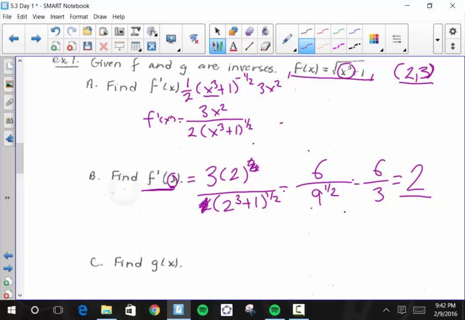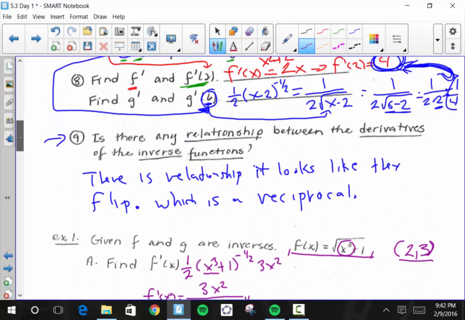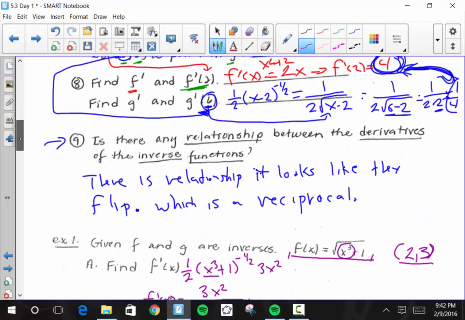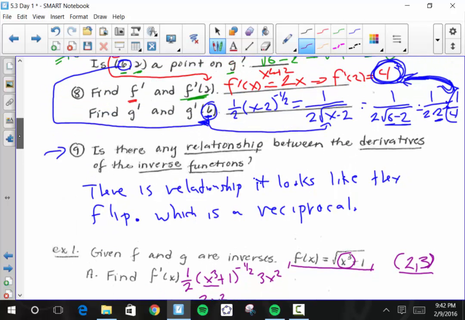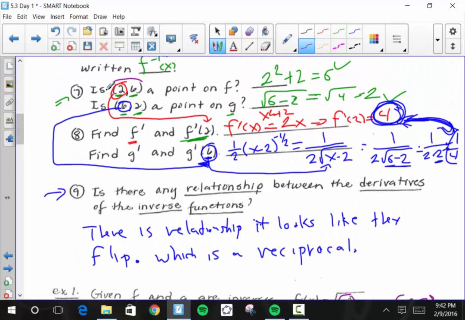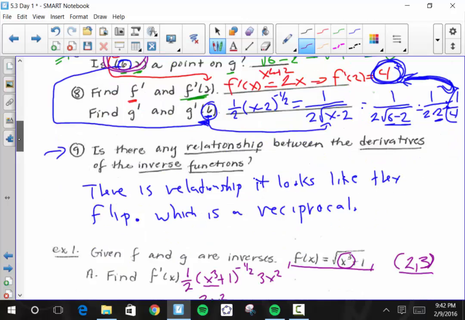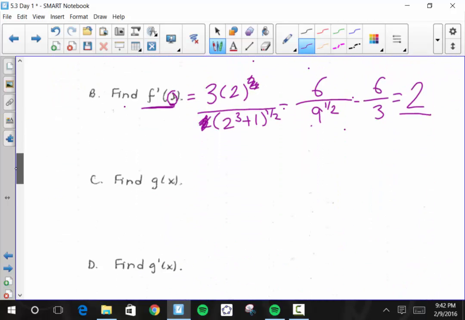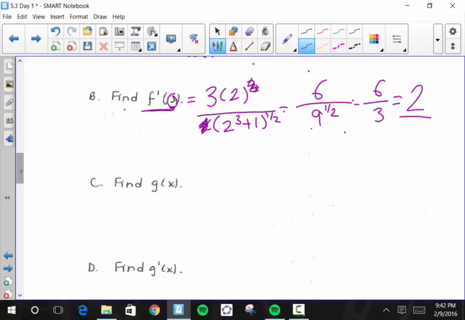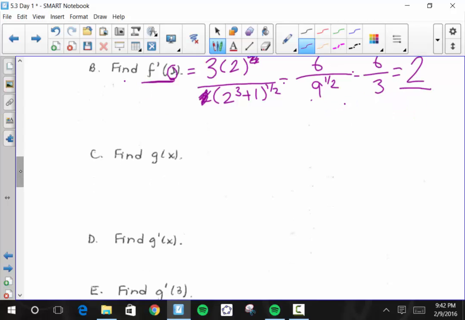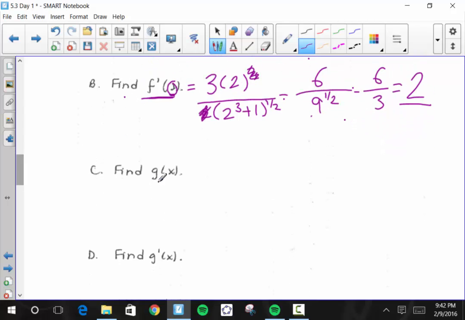And remember what we found. It seems like the slope is a reciprocal between those two points. What's going on with those? Let's see if something similar happens here. So now we've got to find g, the g function. What we need to do is find the inverse function. We know that g is the inverse of f of x.